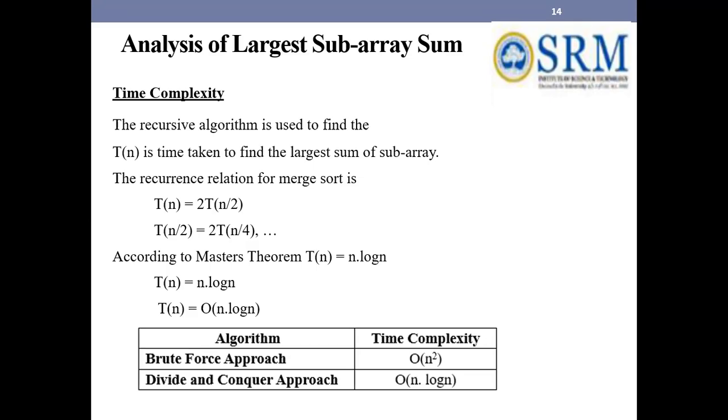So compare this n log n. There is the divide and conquer approach for finding the largest subarray sum, and the first one is the brute force approach. In that it takes n square. So n log n is lesser than n square. So the time taken by applying the divide and conquer approach is lesser than using the brute force approach. So it is order of n log n. So divide and conquer approach is better. It takes minimum time than the brute force or naive approach. Thank you.